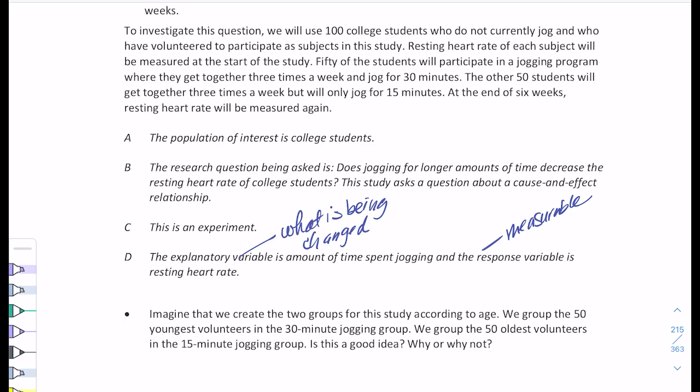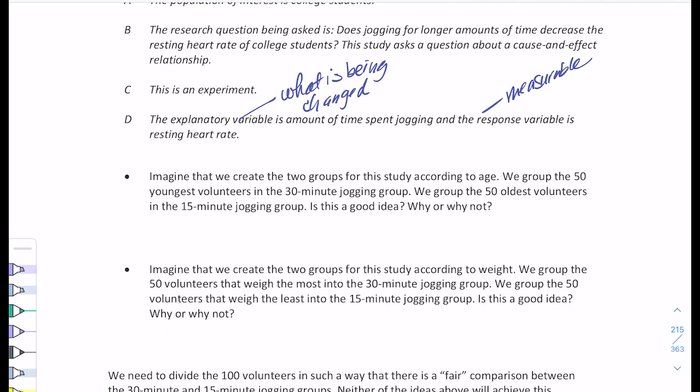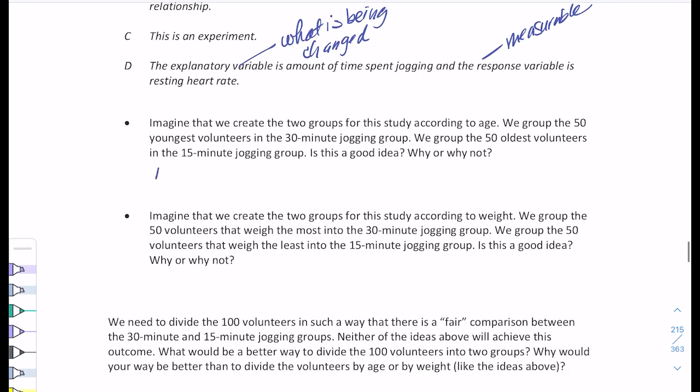So when you're dividing the groups by age, like younger people jog for 30 and older people jog for 15, you get into variables that could confound what you're trying to measure. They're kind of messing with the measurement and the experiment. So I would say that age could affect the results. And we'll talk later on about a specific way to combat that, which is called blocking. So I would say no, because age could affect the results.